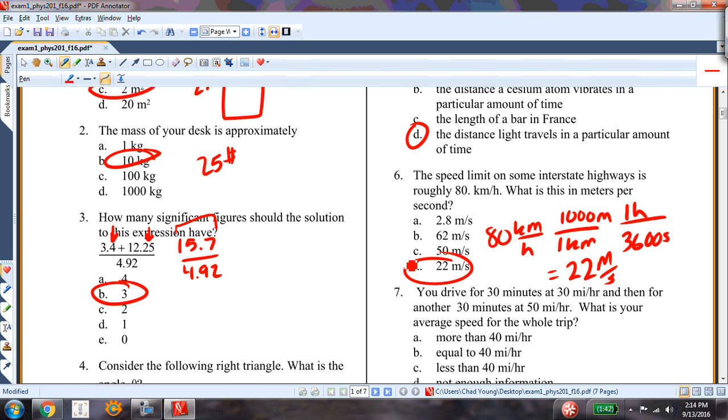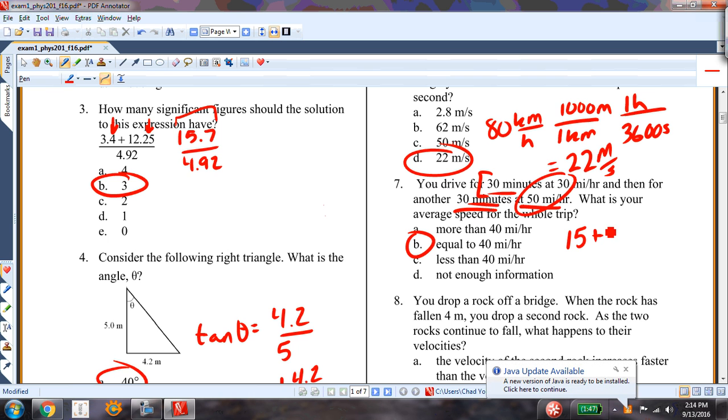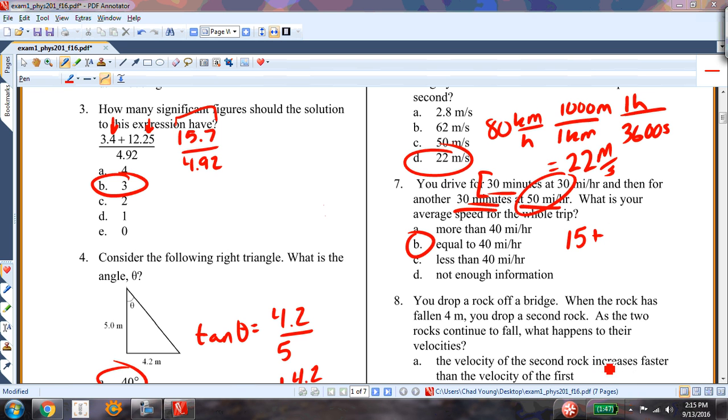You drive for 30 minutes at 30 miles an hour, and then for another 30 minutes at 50 miles an hour. The average speed is equal to 40 miles an hour. You can think about this: since I'm traveling the same time at these different speeds, I just average these two numbers. Or I can imagine I drive at 30 miles an hour for 30 minutes, I drive 15 miles. At 50 miles an hour for 30 minutes, I drive 25 miles. Divided by 1 hour, that is equal to 40 miles an hour.